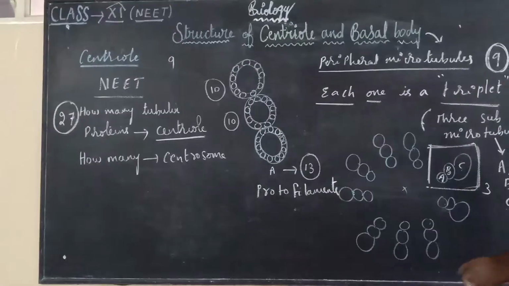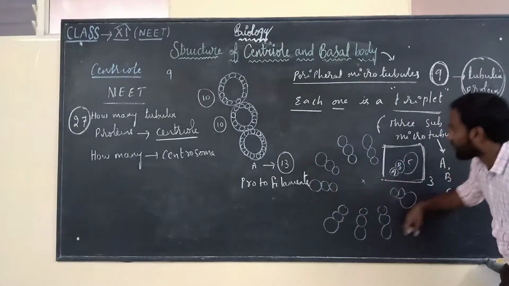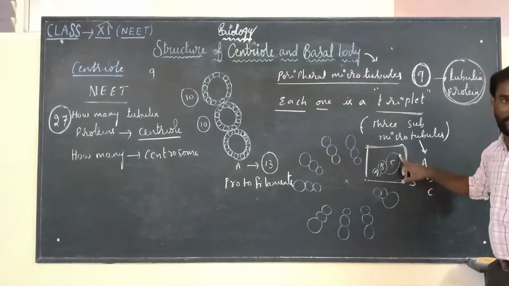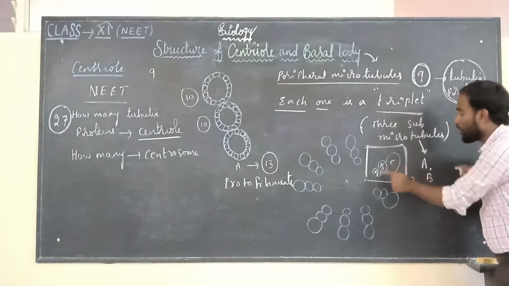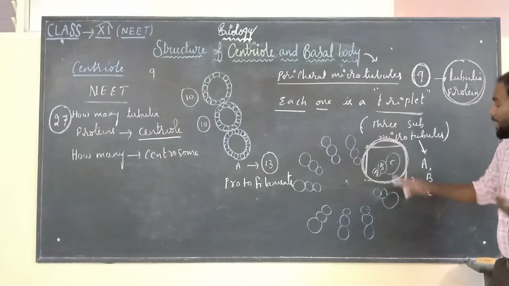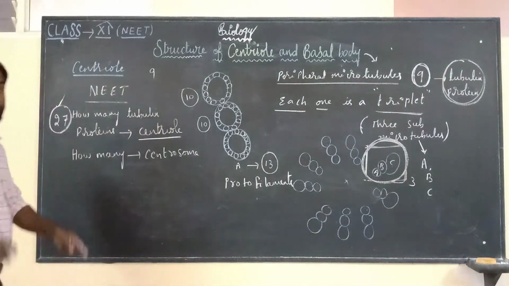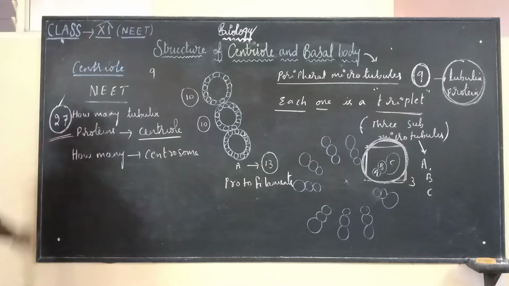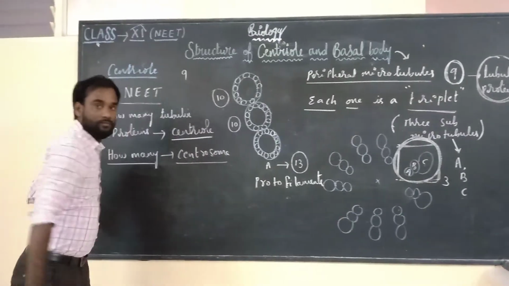Students, I hope you understood how we got the number 27. I told you centriole is made up of 9 peripheral microtubules. Each peripheral microtubule is made up of 3 submicrotubules A, B and C. In each there is one tubulin protein. That means in A 1, B 1, C 1. Totally in each peripheral microtubule, there are 3 tubulin proteins. Like that, how many are there? 9. So 9 into 3, 27. So in each centriole, there are 27 tubulin proteins.